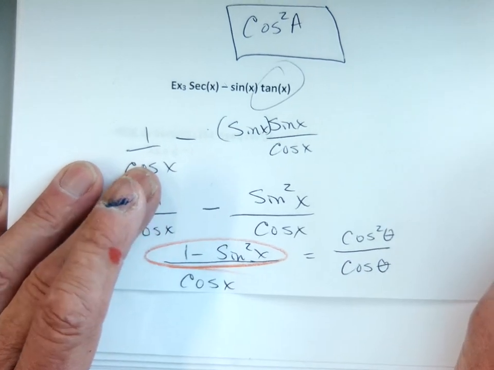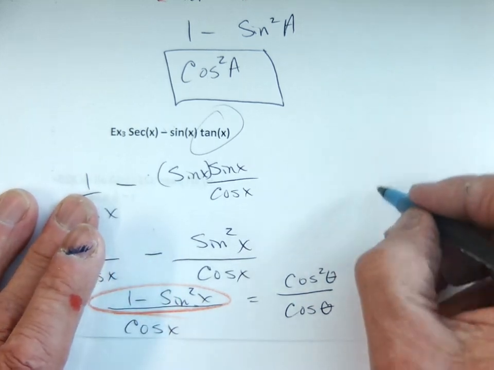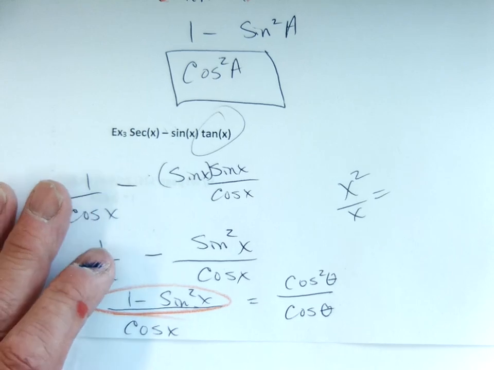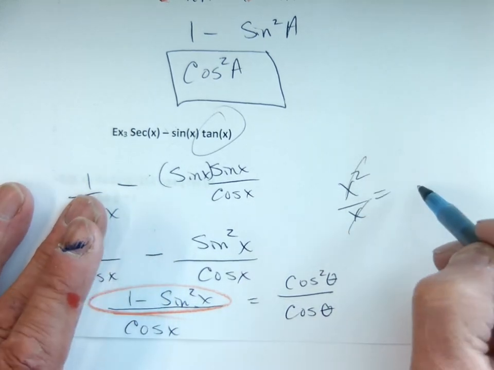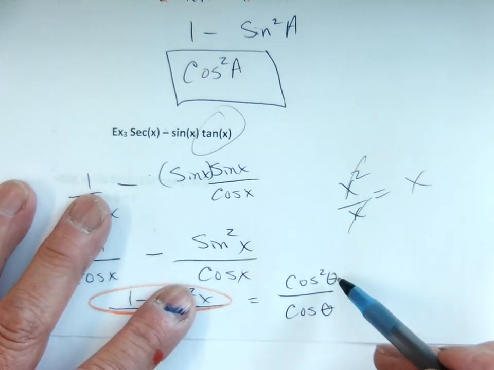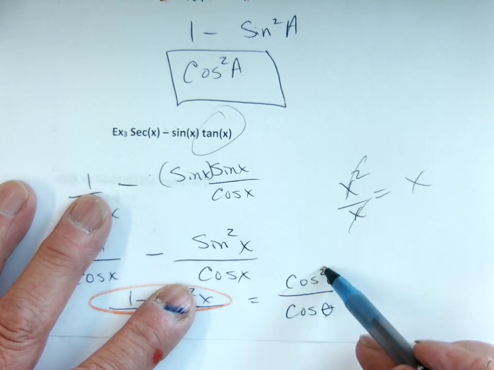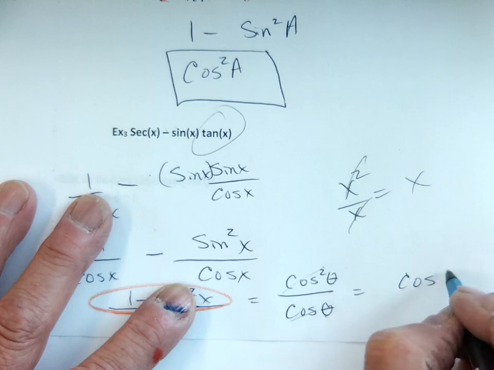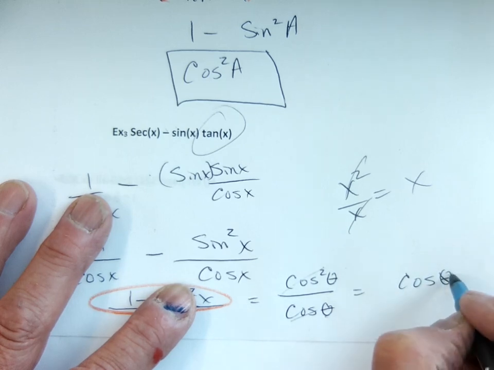Now, just as a little side note, if you had x squared over x, you'd cancel an x, wouldn't you? Right? So you do the same thing. Cosine squared over cosine, we'll cancel a cosine with a cosine, and we'll be left with just a cosine of theta. Or actually, it's x. I lost my x, didn't I?